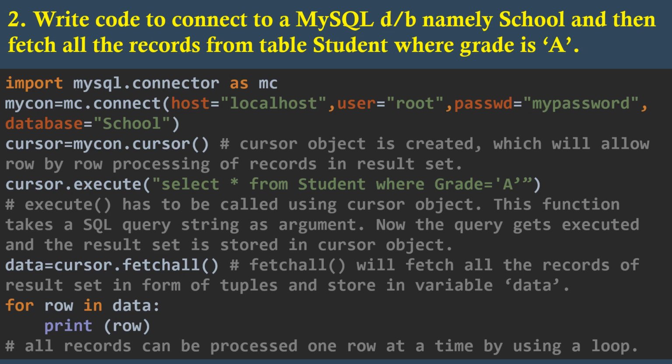Now we have to view the data. If you want the data to be printed, then you just have to use a for loop: for row in data. That means in data the tuples will be there, so you have to read them one by one, or print them one by one. All records have to be processed one row at a time, so you have to use a loop. So here you have used for row in data: print row. Now you can get the output. That means it will fetch all the records from the student table where grade is A.